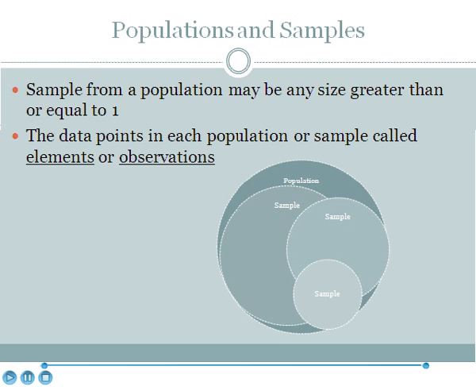A sample from a population may be any size greater than or equal to 1. The data points in each population or sample are called elements or observations. Consider the circles below. You can see that samples are any proportion of the population. They may also overlap. For example, the sample of citizens of state capitals of the United States overlaps with the sample of citizens of Austin, Texas, because Austin is a state capital.